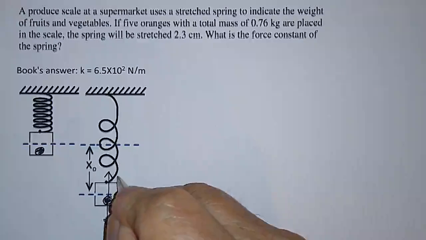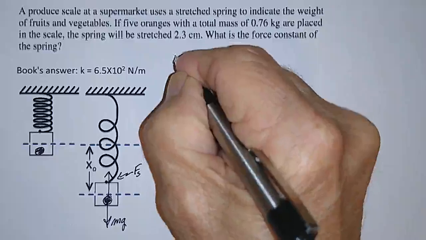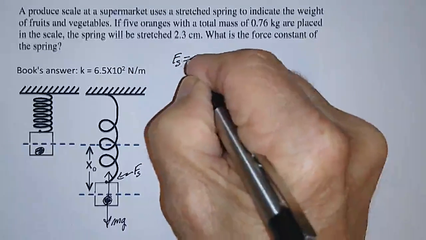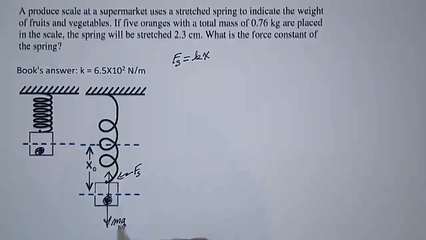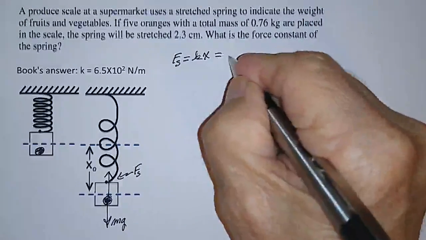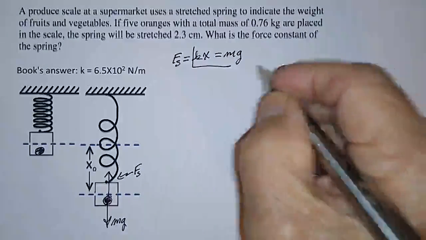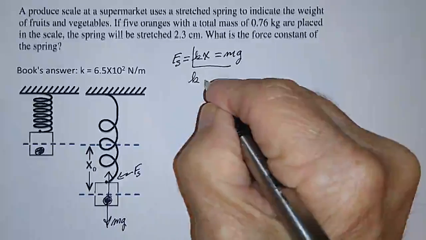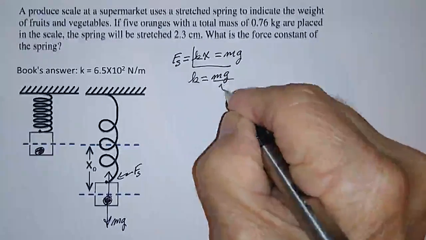So this is the force due to the spring. Force due to the spring, magnitude of it is equal to kx, and the force due to gravity is mg. So when those are equal, when that's equal to mg, then I can just simply solve that and say k is equal to mg over x.